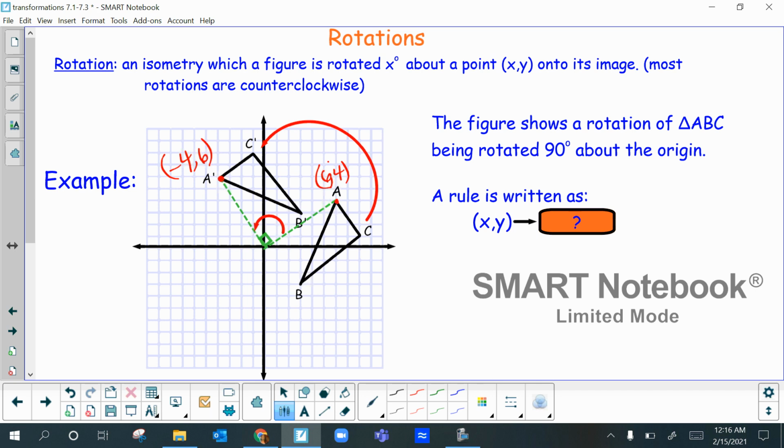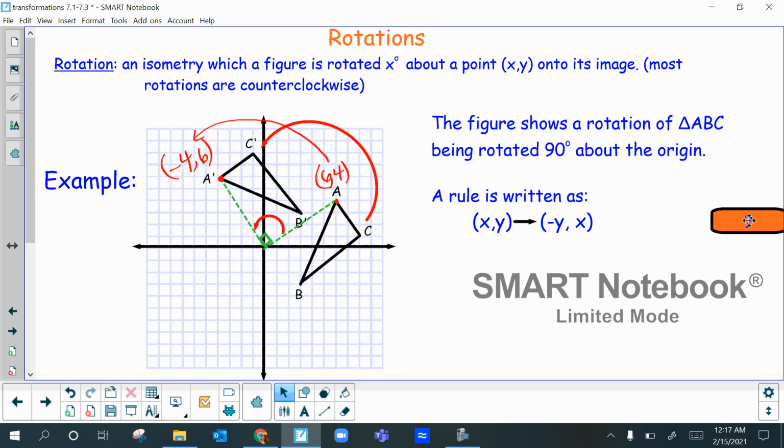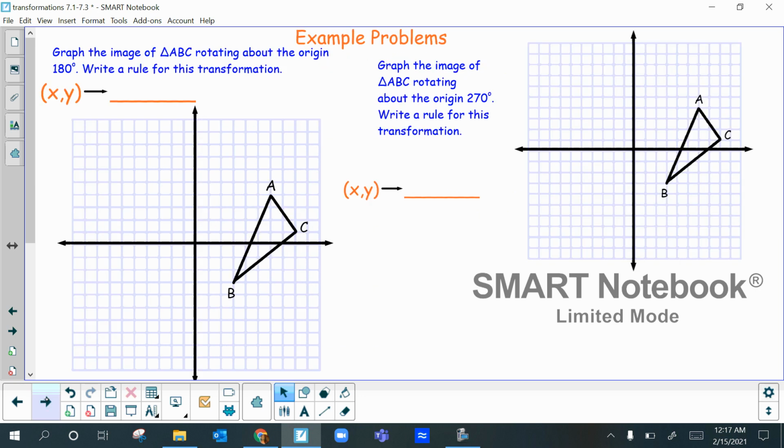So you need to ask yourself, how did those values change? Okay, so I'm going to reveal the rule to you, and you're going to see how that comes about. So notice the X and the Y switched, and the Y sign changed. It went from 4 to negative 4, and the 6 stayed the same sign, stayed positive. And so this is always going to be the rule for a 90-degree rotation. So let's try another one.